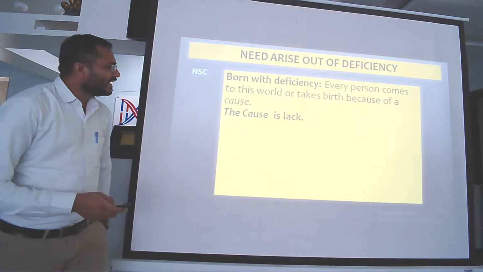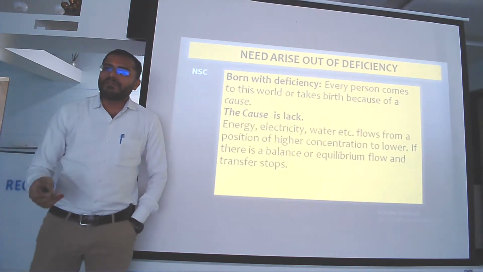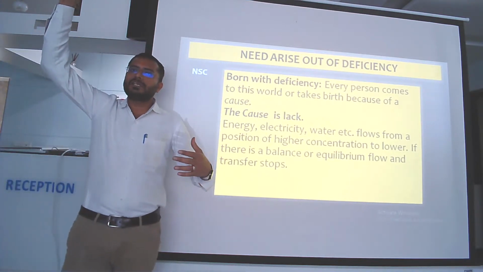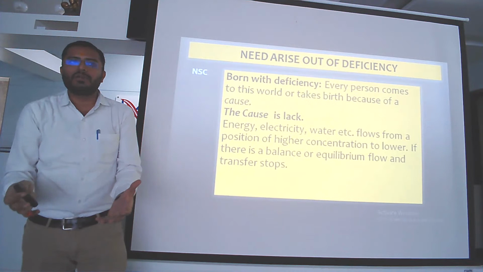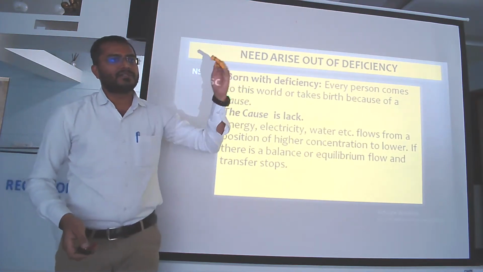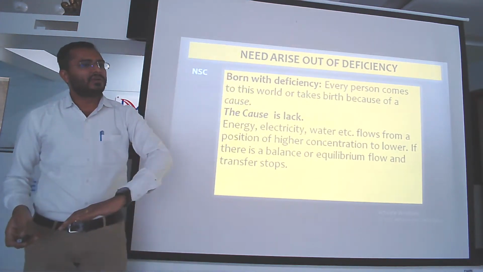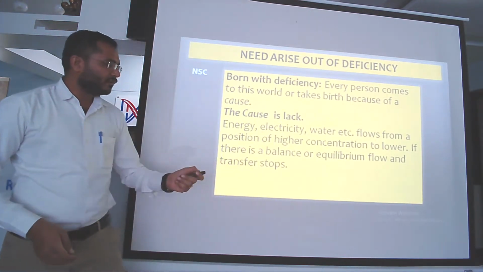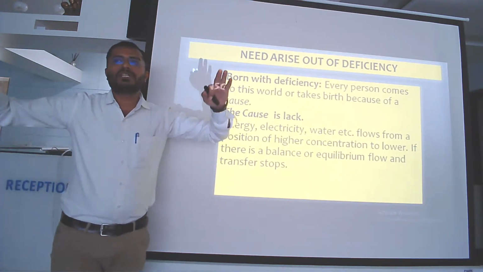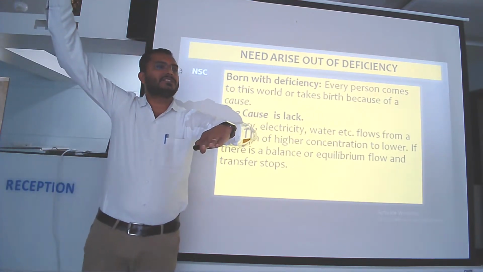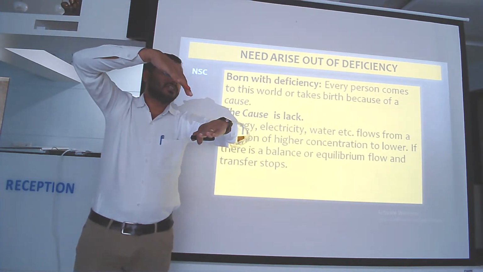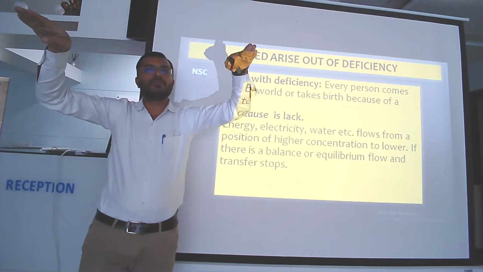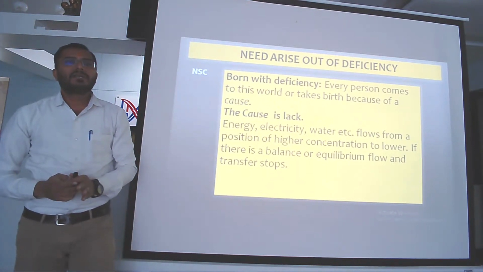That cause was a lack. So say for example, electricity, energy, water, everything flows from higher concentration to lower concentration. We know the law of thermodynamics: energy transforms from higher concentration to lower concentration. So if there is a balance or equilibrium, the flow and transfer stop. Say for example, if this concentration is high, this concentration is low, so it flows from higher to lower. So this goes down, this goes up. When this comes into balance, there is a stop of the transfer.